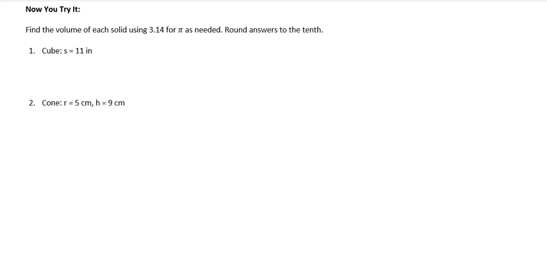Okay, now it's time for you to try it. Hopefully you wrote those down, but you can go back in the video and look at it, or you can open your OneNote to section 8.5 and find those. If you could try these and pause the video and come back, read the instructions, and use the formulas, and I'll have the answers up in just a moment.